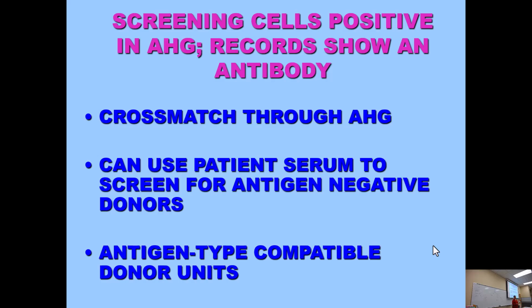Anytime we have screening cells positive in AHG or records showing antibody, you're going to have to run your cross-match all the way through AHG. You're going to do an immediate spin, add your PEG, incubate it, wash it 4 times, blot it real good, add your AHG, read it, add your check cells if it's negative. Anytime I talk about running through AHG, that's what we're doing. Anytime it says something like test in AHG, run through AHG, that's how you're setting it up, just like you're doing your AHG in your panels, in your screens.